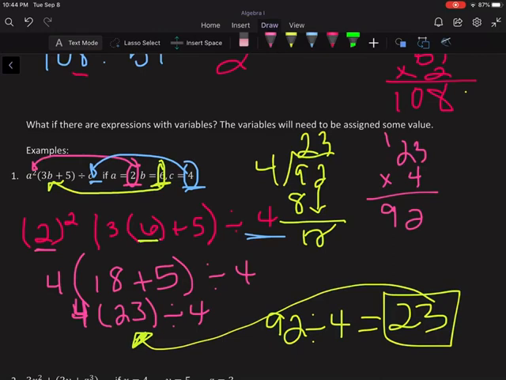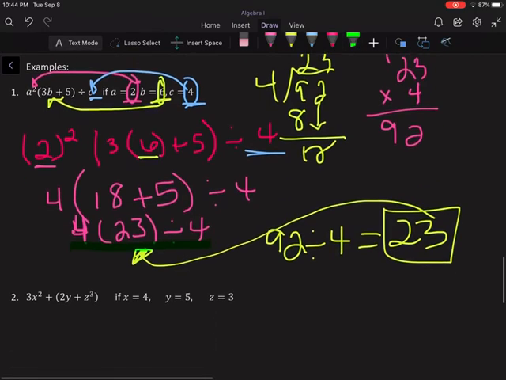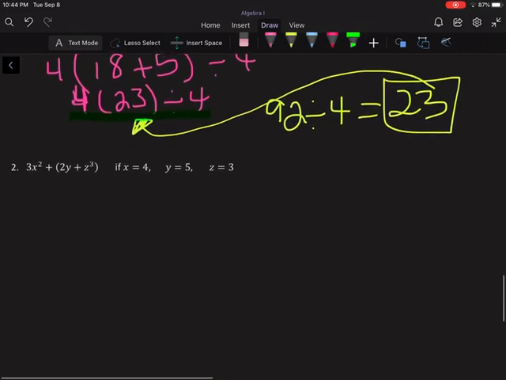Again, your calculators are able to use this. And if you put this in your calculator, it would have calculated it correctly.